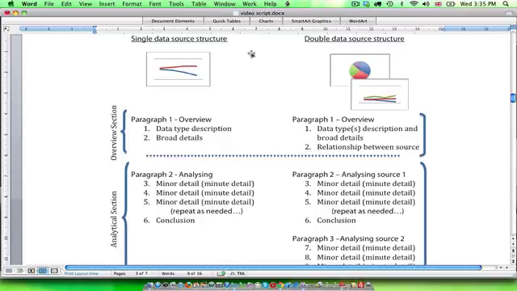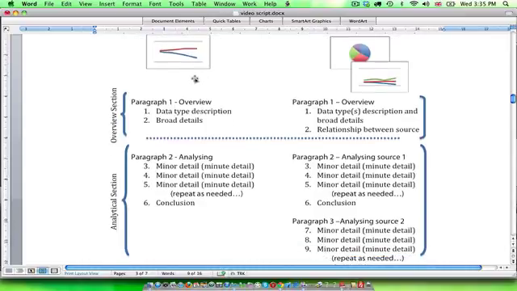So if you have a single data source, your structure will look like this. If you're given 2 data sources, your structure will look like this. The important thing to note is that both structures are very similar. You have an overview section, which is 1 paragraph long, and you have an analytical section, which is either 1 paragraph long given a single data source, or it will be 2 paragraphs long given 2 data sources.